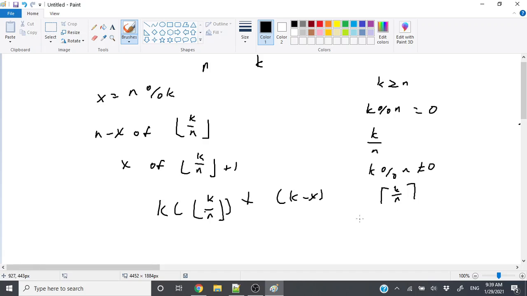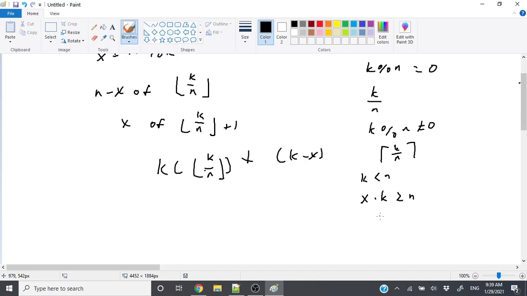And if k is less than n, then we want the smallest multiple of k that's greater than or equal to n. So x is greater than or equal to n over k. So then x is also the ceiling of n over k, which is interesting. Or n over k? Yeah. Right? Yeah.